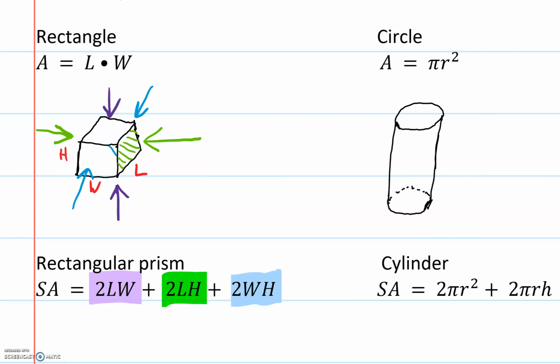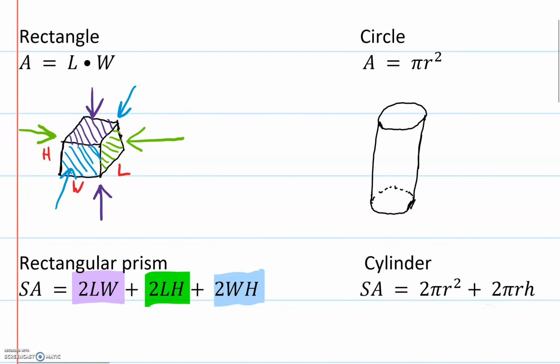This is the blue side and its opposing side, so this is the front, and the opposite, which is the back. And this is the top side, the purple side, which is also the bottom side. Okay, so that is the rectangular prism. That's the surface area formula. Hopefully that helps you a little bit.